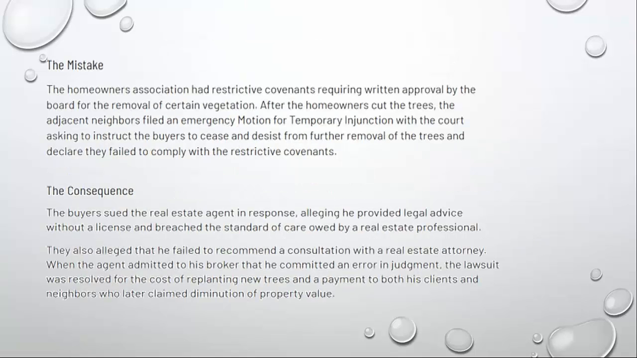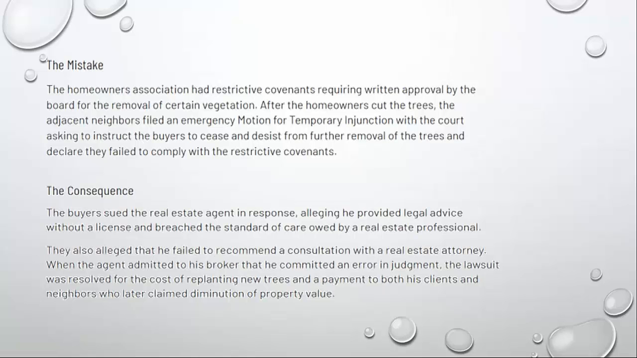Well, there was a deed restriction requiring written approval by the board for removal of certain vegetation. And the agent just, I don't know if she missed it, didn't read it, was winging it, or what. But after it was done, the adjacent neighbors filed an emergency motion for temporary injunction to keep them from cutting down any more trees.